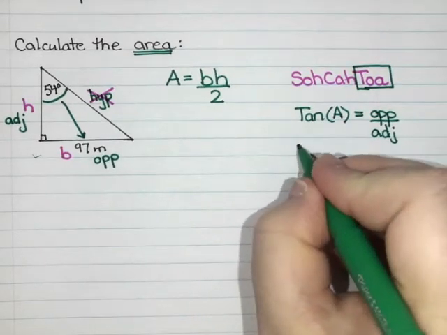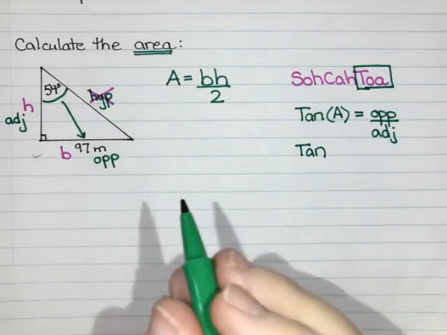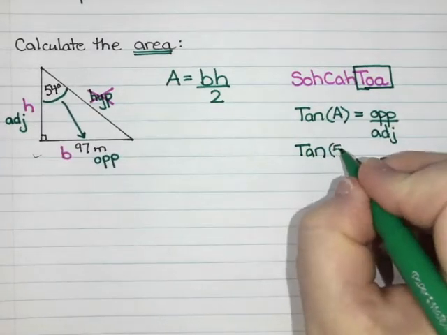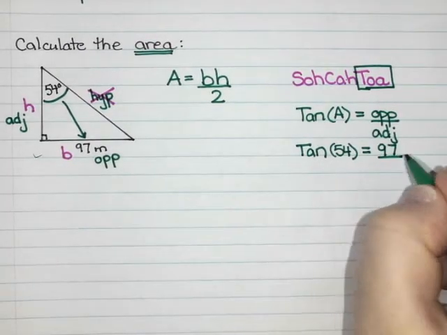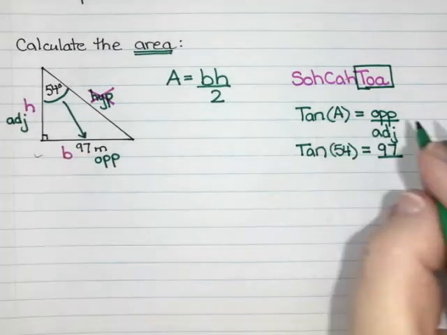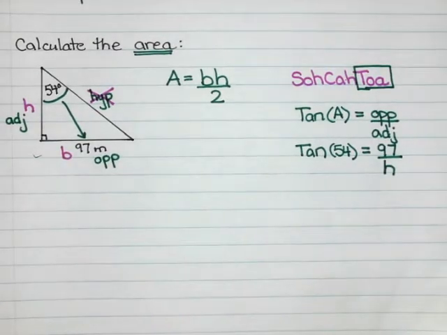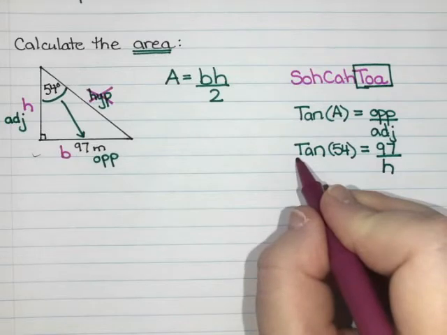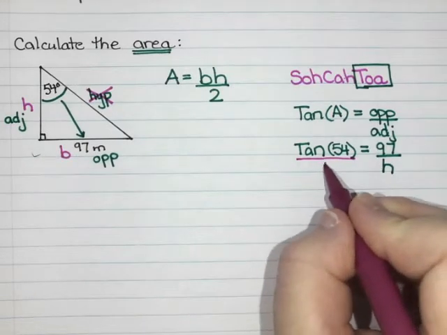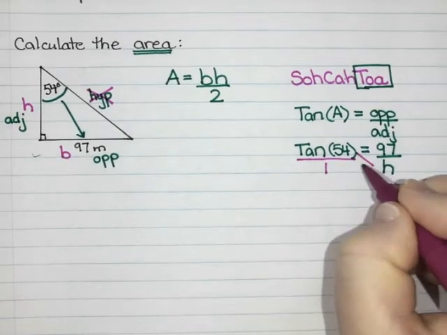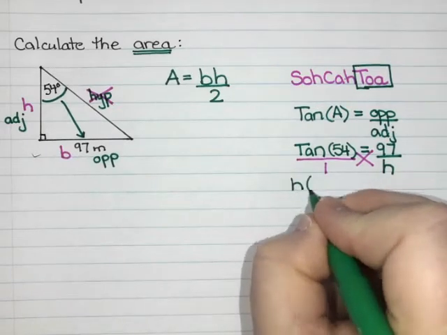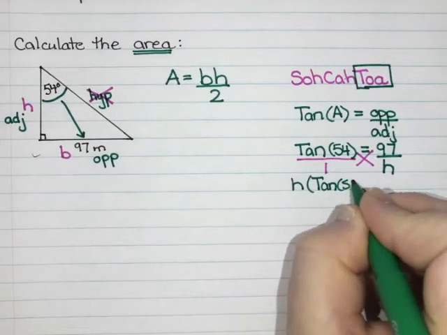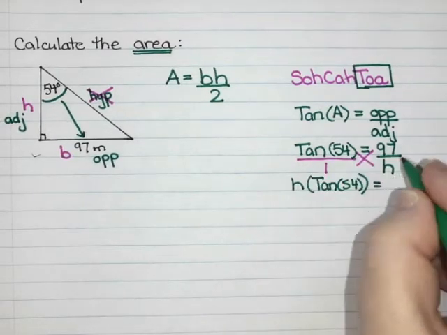So tan of angle 54 is opposite, so that's 97, divided by the adjacent, which I don't know. So it's currently labeled H. If you want to call it X, you could call it X. It really doesn't make a difference. So I'm going to cross multiply, but in order to do that, I need to give tan 54 its secret denominator of 1, and then we are going to cross multiply. So I'm going to do H times tan of 54 and then 1 times 97.